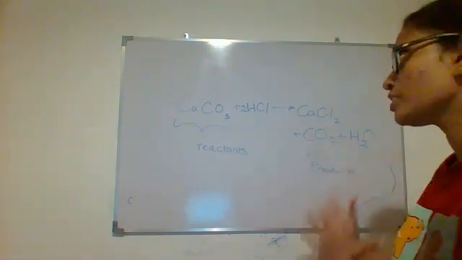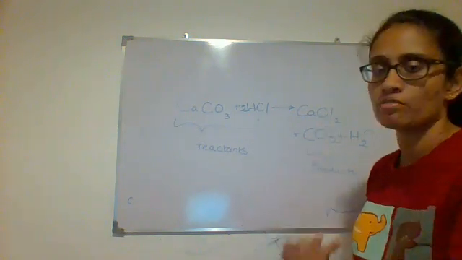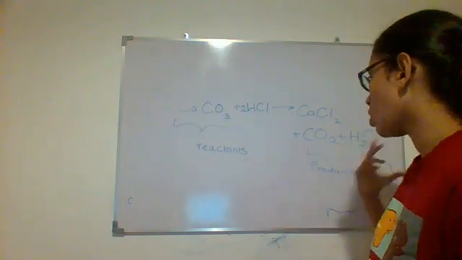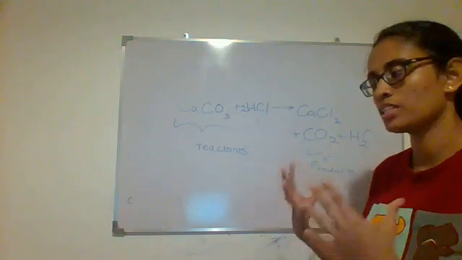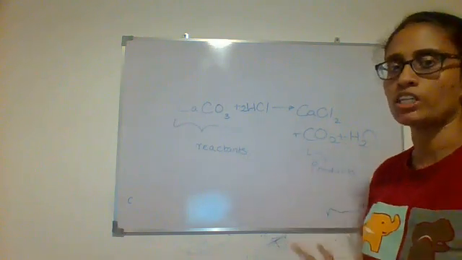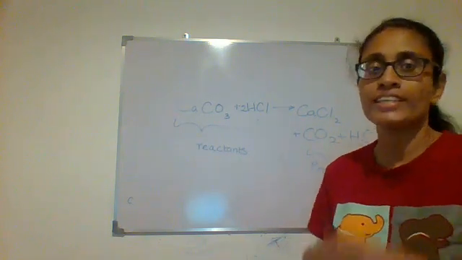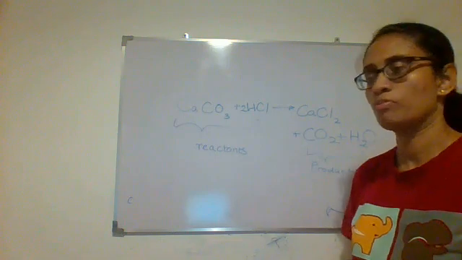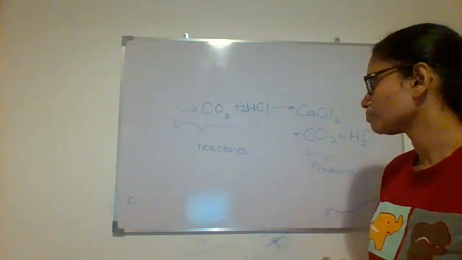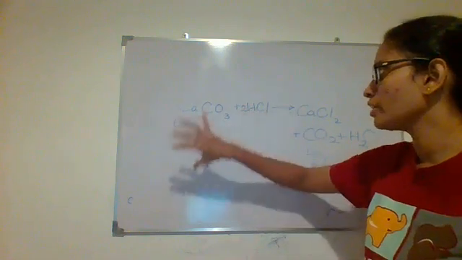Now, in this case, it's easy to measure the amount of carbon dioxide rather than calcium chloride, because calcium chloride is not a solid, it is dissolved in water, and water, of course, is hard to measure. So the easiest method is measuring the amount of carbon dioxide to get the rate of the reaction.